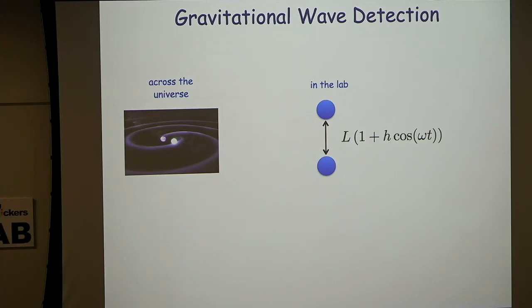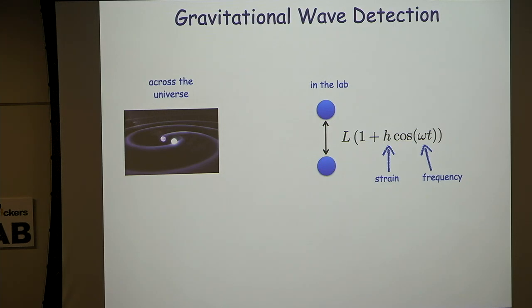In particular, the length between the test masses is roughly not changing at all, but at some tiny amplitude h, where h is some tiny dimensionless number called the strain, and omega is the frequency, this distance is changing, right? All right, well, how could I look for that?